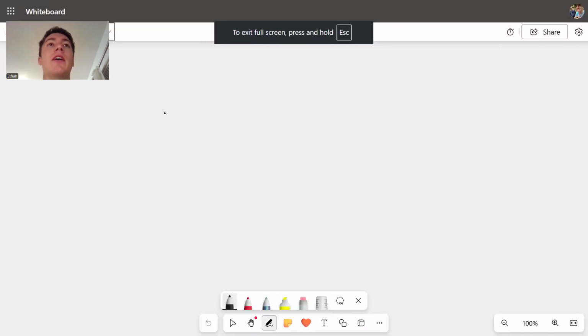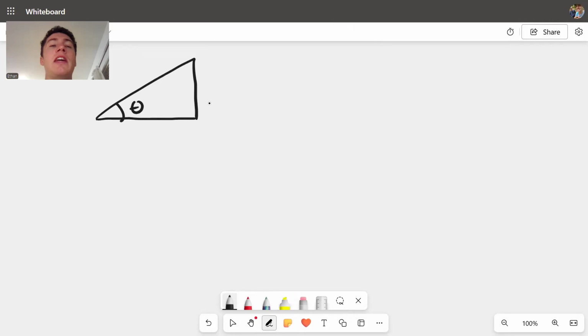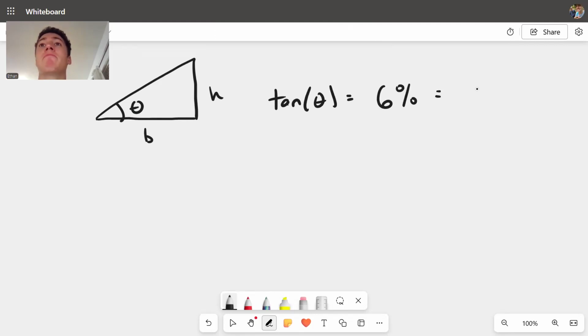So let's talk about that. It comes from the tangent function. If we have an angle theta, tangent of theta is equal to our height over our base here. Now, if I told you that the tangent of this theta was 6%, that would mean that we have 6 over 100. This is actually a 6% grade.